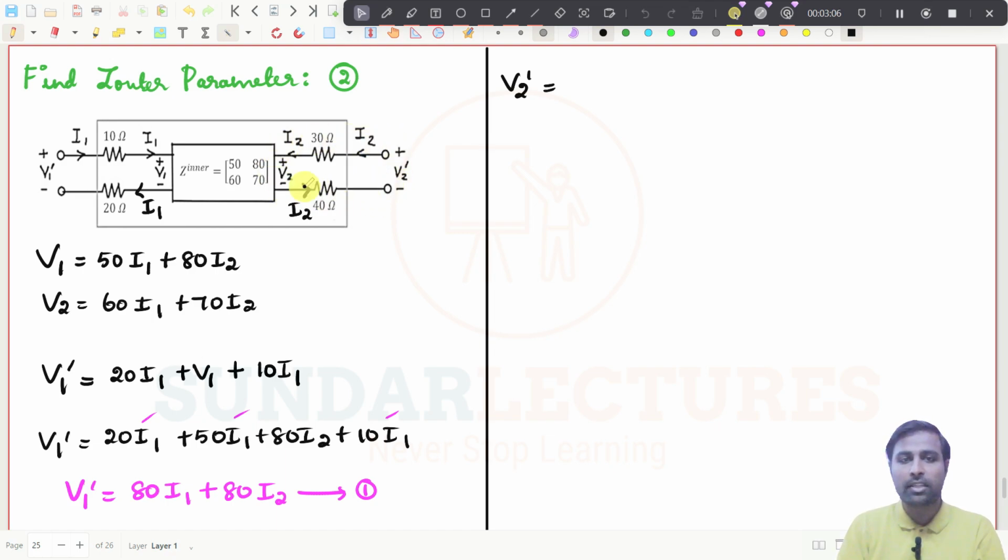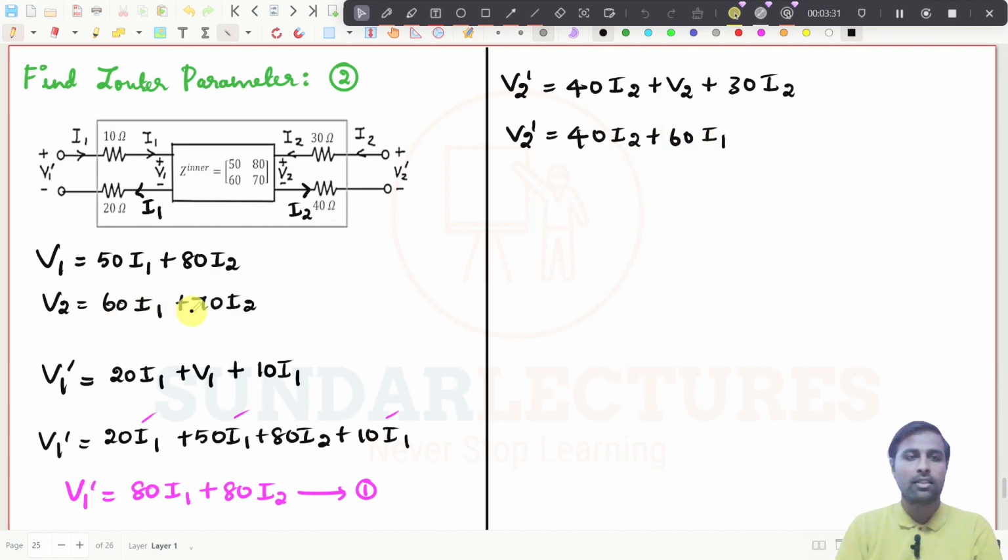If you are coming in this direction, it will be plus 40 I2, and then it is plus V2 because you are traveling from minus to plus, and it is coming in the opposite direction to me. So it will be 30 I2, right? Now V2 dash can be written as 40 I1, 40 I2 plus what is V2 here? It is 60 I1, this equation, plus 70 I2 plus 30 I2, right?